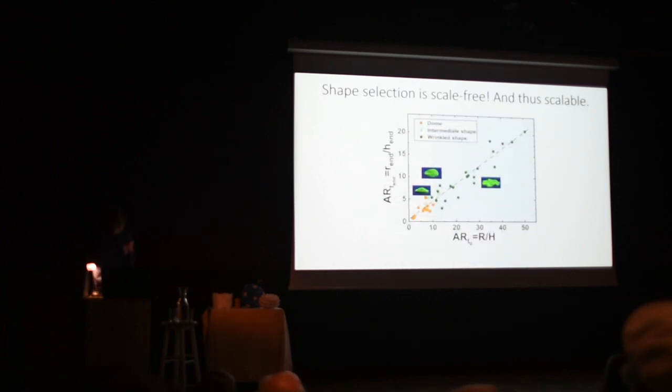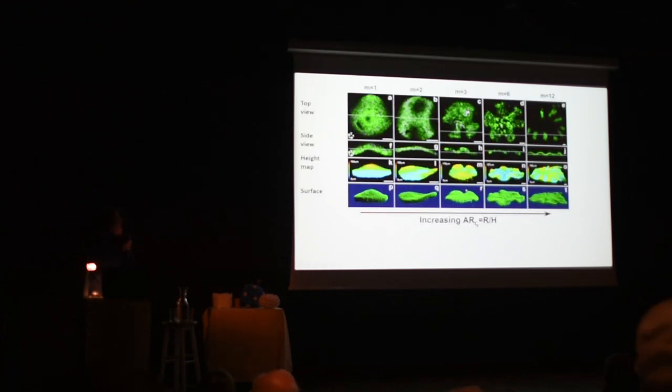So we can see that what really matters is not the actual dimension of the disk, but the aspect ratio. Namely, if we plot everything, the initial aspect ratio to the final one, you see that all different shapes fall on a universal curve. Okay, well, these are domes. These are what we call intermediate shapes, and these are the wrinkled ones. And they all contract about the same manner.